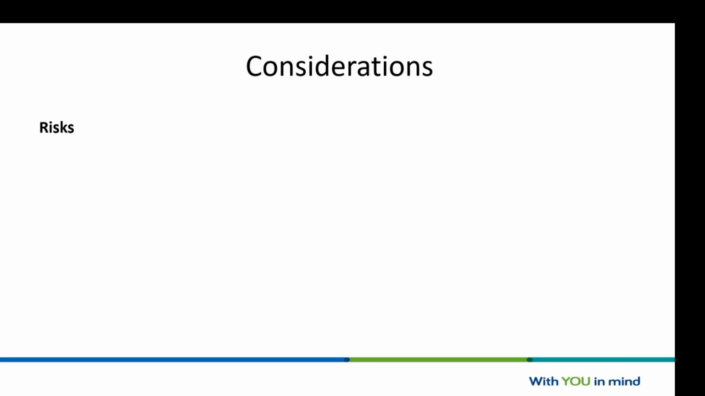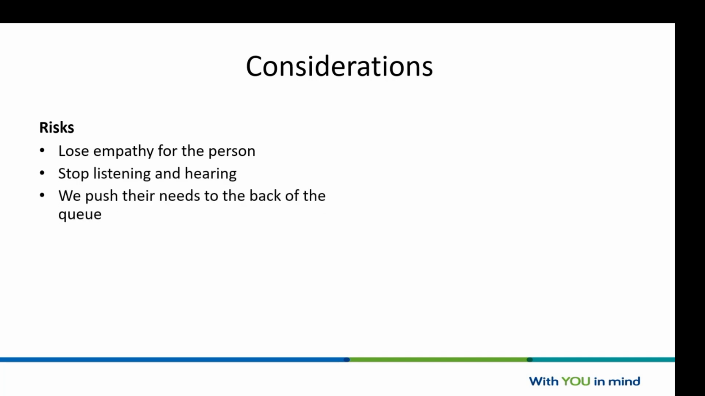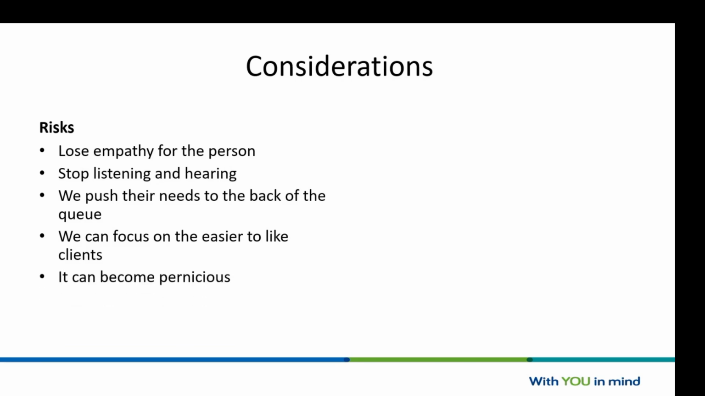The considerations to think about if we have malignant alienation within our patient-professional life is, as I said, we lose empathy, we stop listening and hearing, we push their needs to the back of the queue, we focus on the easier-to-like patients, but importantly it becomes pernicious as well. It's that drip, a cumulative effect. Drips can turn into ponds, can't they? And potentially it can lead to death, and we need to recognize that in our work.